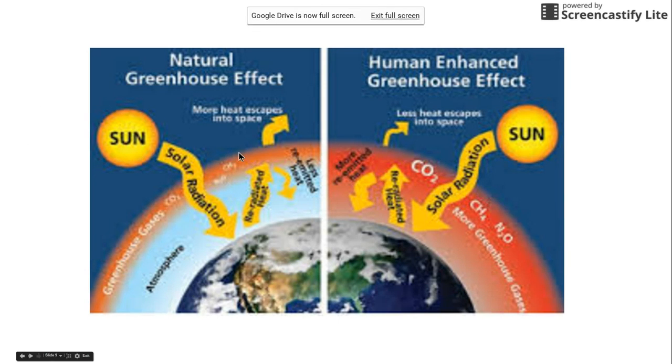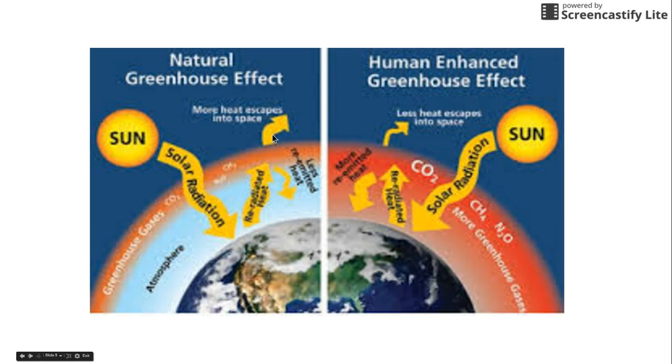So if we look at this natural versus human enhanced greenhouse effect, you see that there's some sun with solar radiation, non-radiated heat, and a lot of the heat escapes into space. Notice how big this arrow is. This is showing you the difference between the human enhanced and the natural, where we have less heat escaping into space and a lot of it being re-emitted back in.